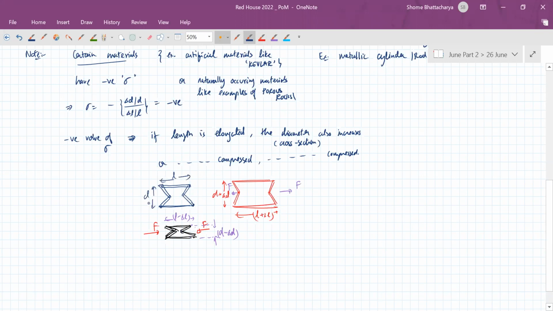But for materials doing this at the molecular level, the intermolecular bonds and the way the molecules are arranged with respect to each other create microstructures which have this behavior: compression of length results in compression of the transverse dimension also, and elongation of length also results in elongation of the transverse dimension. So this is just a factual thing you should know, nothing related to this in your numerical analysis.